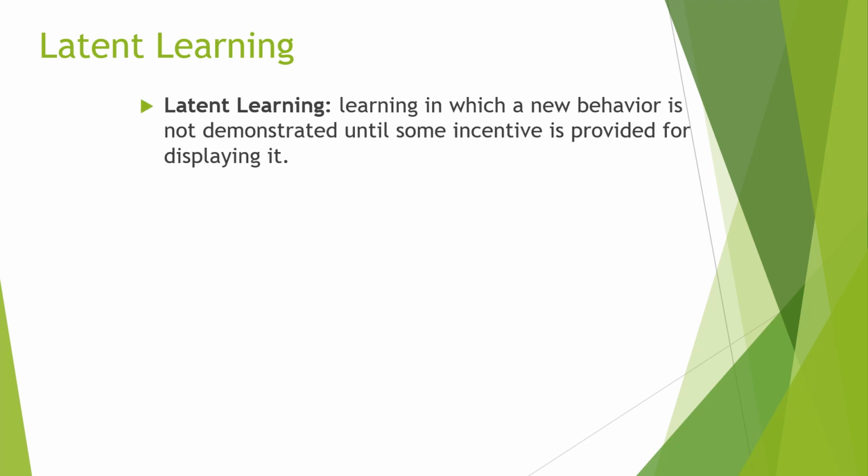One of these thought processes is what is called latent learning. Now, if you think about the word latent, you think about the word late. And that's exactly what we're talking about, late learning. With latent learning, it is a learning in which a new behavior is not demonstrated until there is some sort of incentive that is given for displaying it. So you may have actually learned something, but you're not going to demonstrate that you learned it until you get reinforced for doing so.